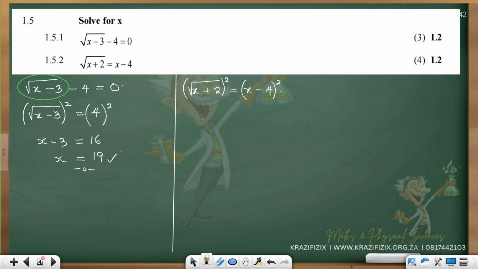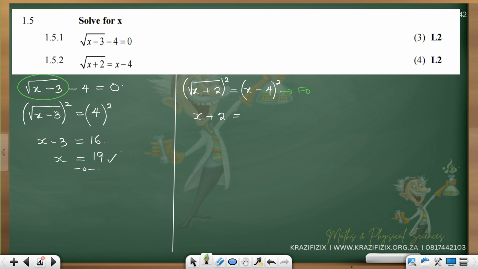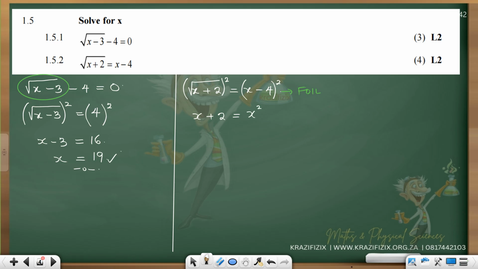Okay, you've got to be careful here. If I square both sides, what would I have? X plus 2. Now what do we do? Remember here, we FOIL. This is where learners also make mistakes. X squared minus 8x, we did this over and over, plus 16.